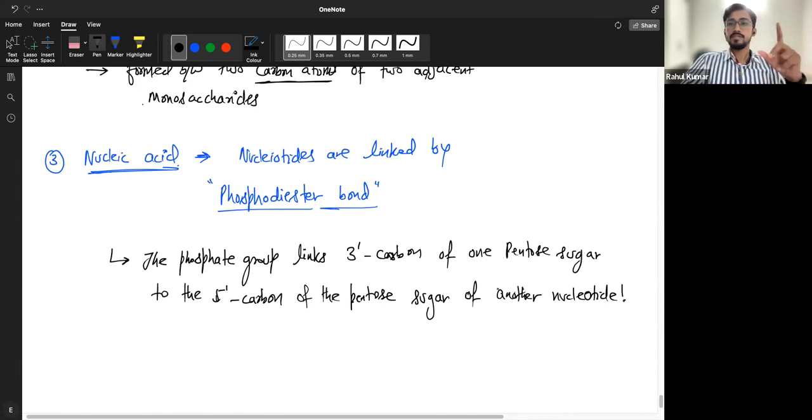Basically in one nucleotide, we have 3 things: a phosphate group, a pentose sugar, and a nitrogenous base. The same 3 things will be in another nucleotide: a phosphate group, pentose sugar, and the nitrogenous base. So this phosphate group is shared, common, and it links these two pentose sugars. The 3' carbon of one will make a bond with the 5' carbon of the other through the phosphate group. You understand? So these two sugars are connected through the phosphate group.